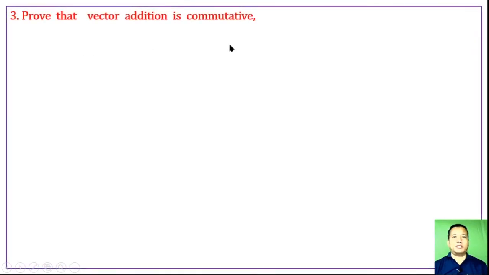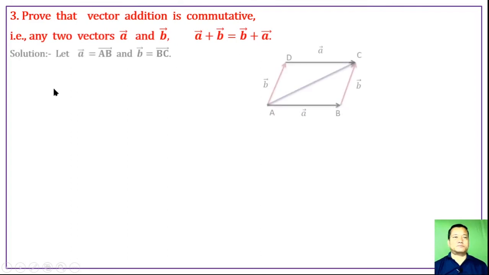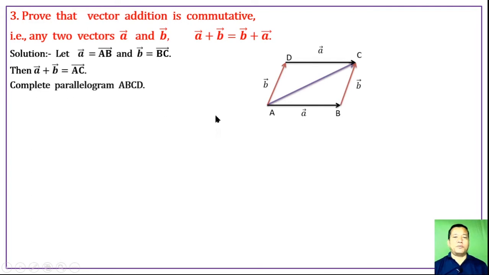Prove that vector addition is commutative. That is, for any two vectors A and B, A vector plus B vector is equal to B vector plus A vector. Solution. Let A vector be represented by AB vector and B vector by directed line segment BC. Then, by definition of vector addition, A vector plus B vector will be represented in magnitude and direction by AC. Complete parallelogram ABCD.